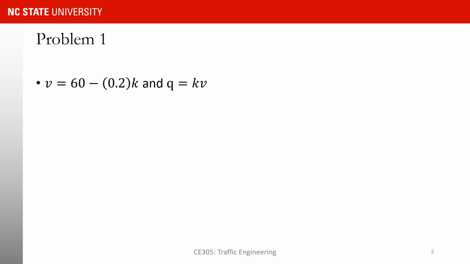So we know that V is equal to 60 minus 0.2K. We also know that Q is equal to K times V. Just to refresh our memories, V is the speed, K is density, and Q is flow rate. So what I will be doing is deriving an equation that gives me flow rate based on density. If I want to do that, I just multiply both sides by K. So I'm going to have KV, or Q, on the left hand side, and on the right hand side I'm going to have K times (60 minus 0.2K), or 60K minus 0.2K squared.